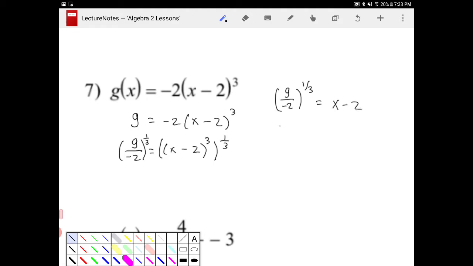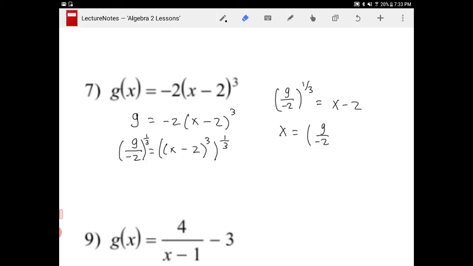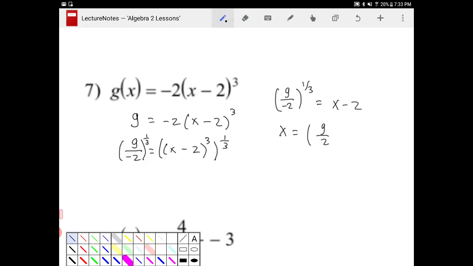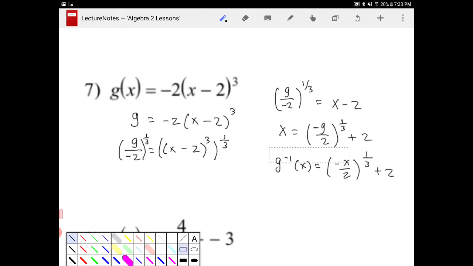I'm going to add 2 to both sides. I get x is equal to g over negative 2, and actually that negative can go anywhere. It can go in the middle of the fraction or at the top of the fraction. It doesn't matter. I'll write it above. So x is equal to negative g over 2 to the power of 1/3 plus 2. And last step, this becomes g inverse of x is equal to negative x over 2 to the power of 1/3 plus 2. That, ladies and gentlemen, is the inverse of g of x.